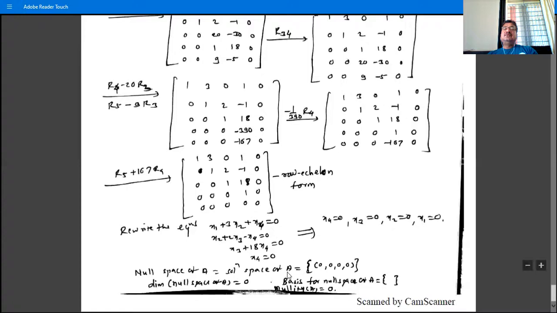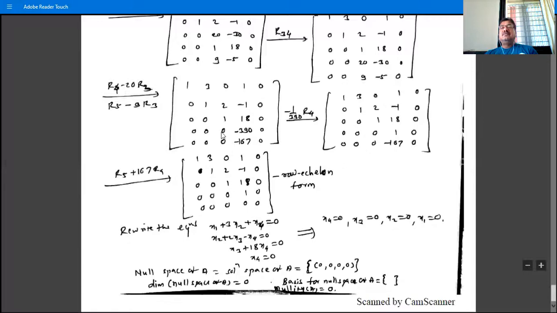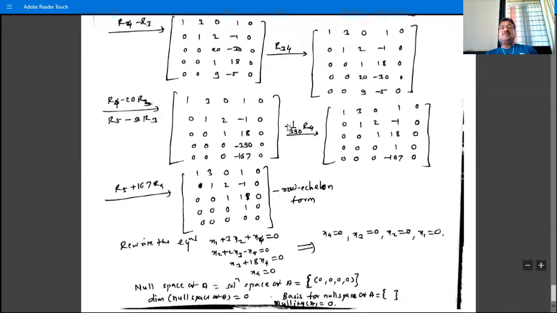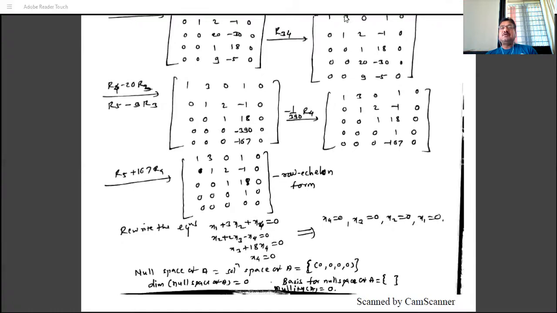So this is about the null space, row space, column space, their dimension, basis, rank of the matrix, and nullity of the matrix. We will stop here. The vector space topic is over. Now we will see the last topic of this paper, linear transformation. We will see the definition and examples of linear transformation in the next lecture.